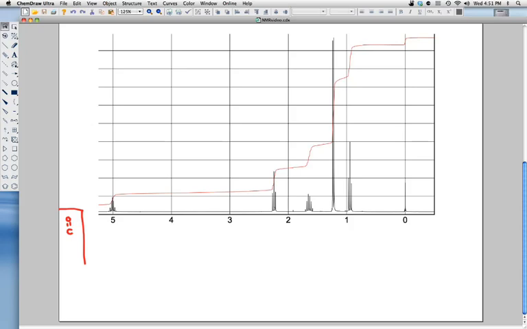So this peak that we see at 0, what we want to do is remember that we're not really going to look at that peak. That is our internal standard peak of TMS. So we don't have to worry about that peak there.